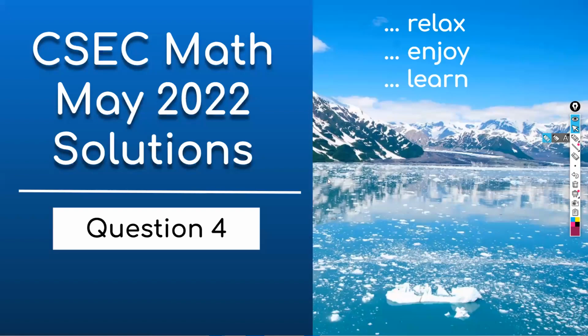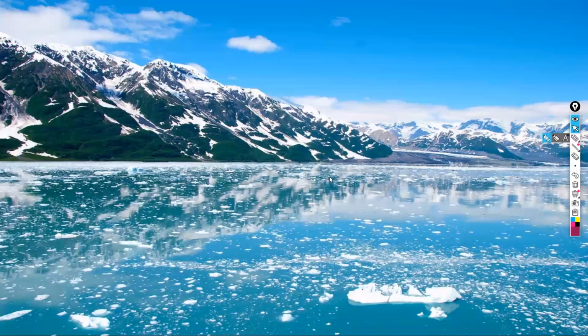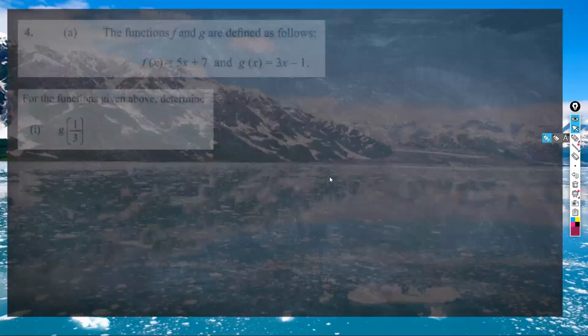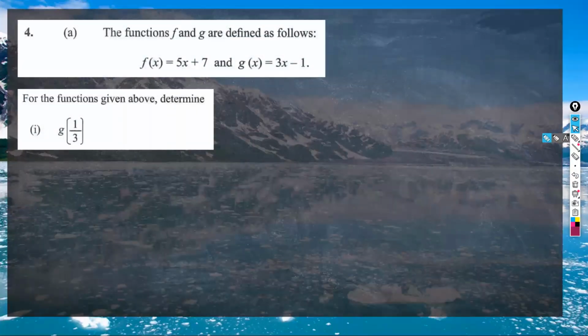Let's see what question 4 is about. All right. Well, look at that. The first part in question 4 is a functions question. Get started and send your answers on the chat. All right, so this is a basic question with functions.